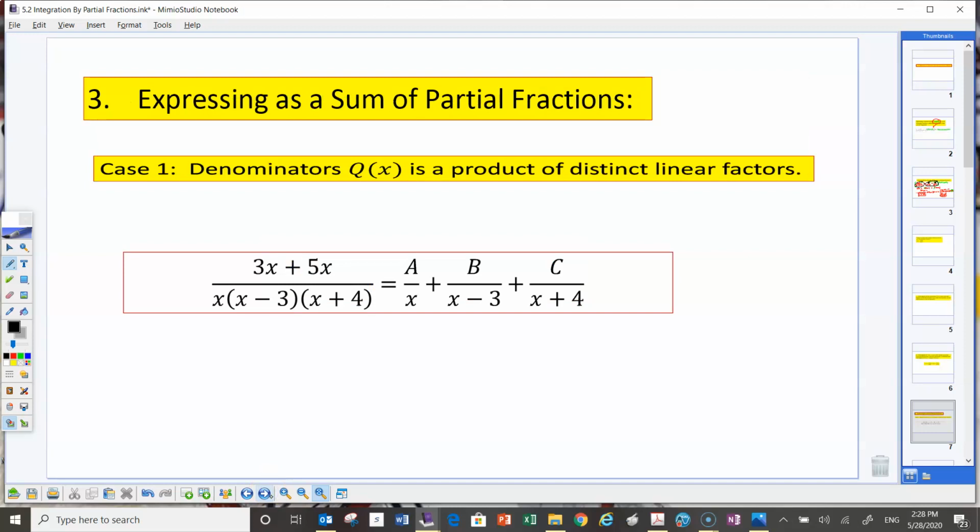Expressing as a sum of partial fractions. Case number 1: if our denominator Q(x) is a product of distinct linear factors, so all of these factors down here are linear, then it's just going to be a constant over the first factor plus a constant over the second factor of the denominator plus a constant over the third. That one's pretty straightforward.